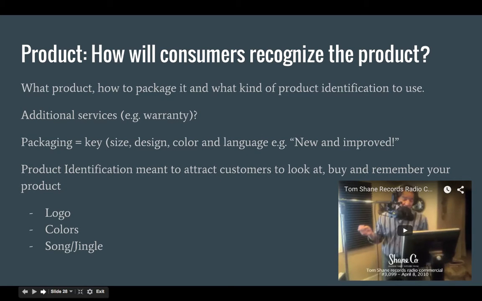So think about how will consumers recognize the product? What the product is, how to package it, what kind of product identification to use, what kind of additional services like warranties are going to be attached to the product, what type of packaging. We talked about Apple packaging as being very, very distinctive. You know, it comes in that fancy, nice white box, right? If you get a computer, an iPad, an iPhone, they all come in a white box with that clean silver logo. Think about Tiffany's boxes. That color down here, that Tiffany's color is very, very distinctive.